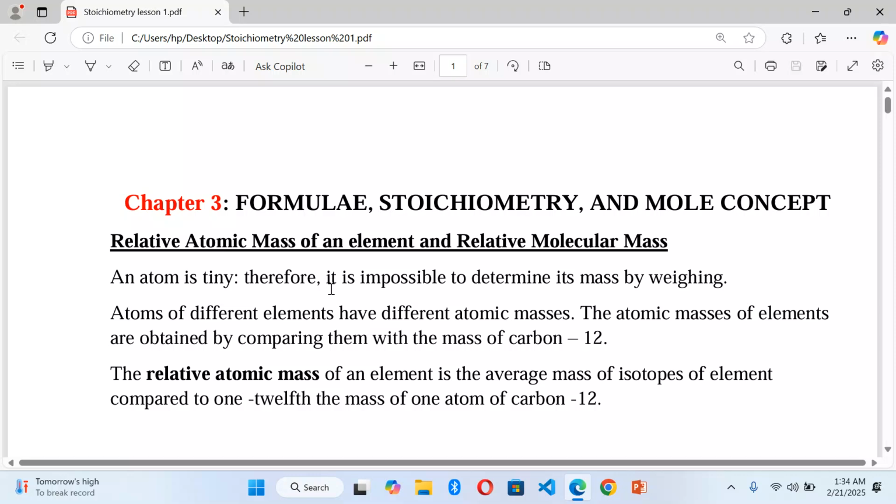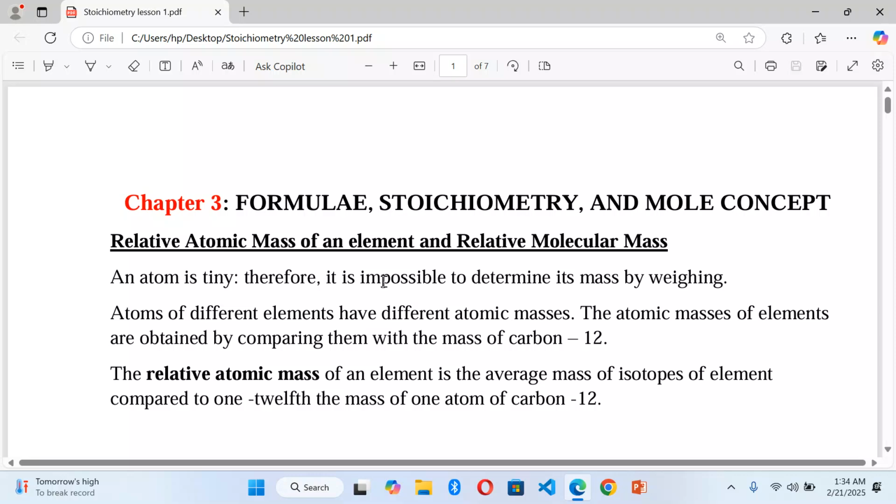As we begin on this topic, this is our very first lesson. We shall be starting with the relative atomic mass of an element and the relative molecular mass. And we shall begin from what an atom is.